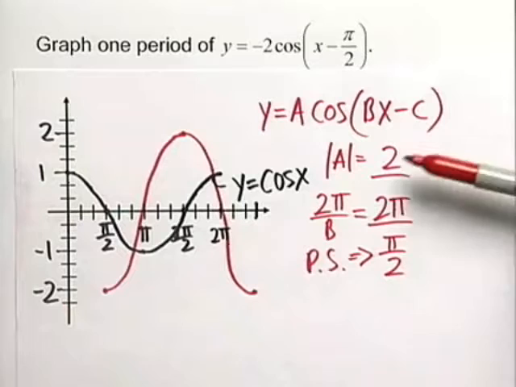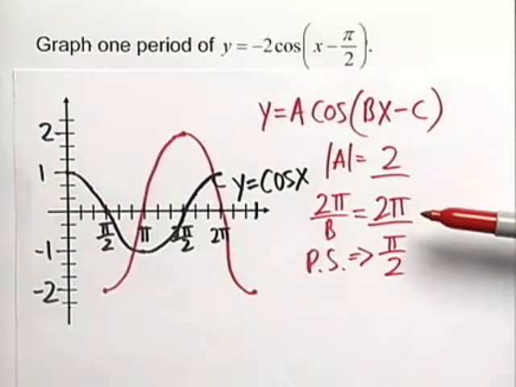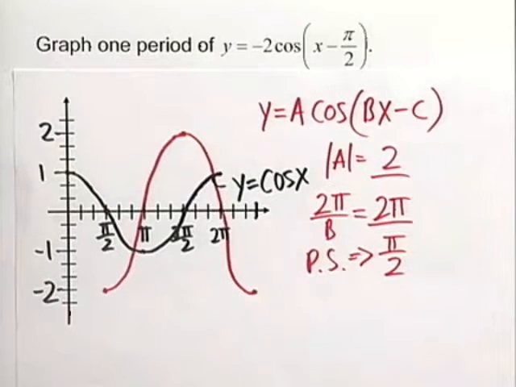So we've done it. We have an amplitude of 2, a period of 2 pi, and a phase shift of pi halves, and now we have our nice graph drawn.